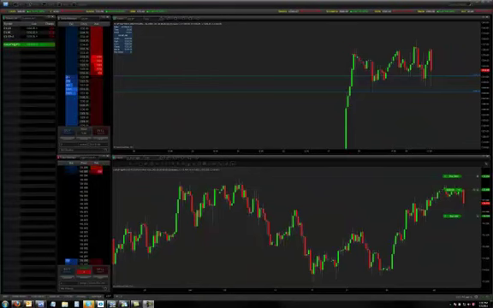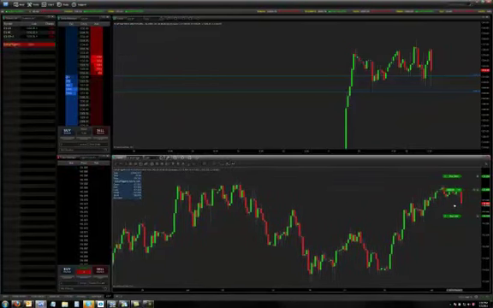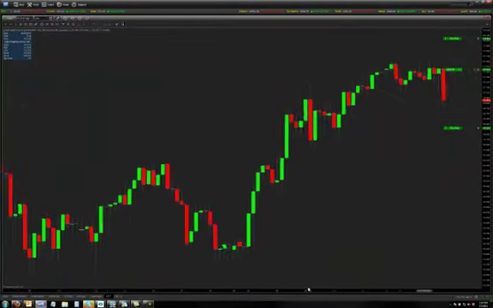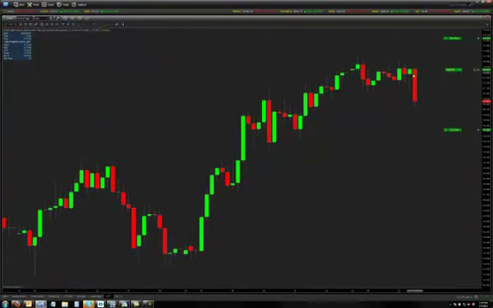All right, everybody, just wanted to do a little update here. As you can see, market has rolled over here. We are breaking structure. Let me make this fatter. Let's make it big so everybody can see it. As you can see, we're breaking structure.